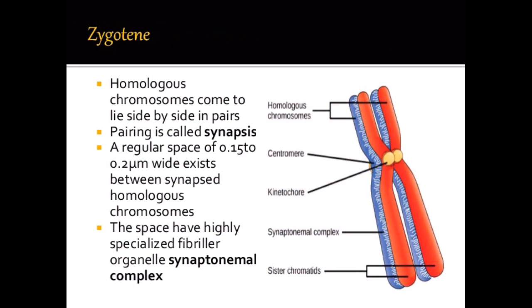Zygotene. Homologous chromosomes come to lie side by side in pairs. Pairing is called synapsis. A regular space of 0.15 to 0.2 micrometer wide exists between synapsed homologous chromosomes. The space has a highly specialized fibrillar organelle that is known as synaptonemal complex.